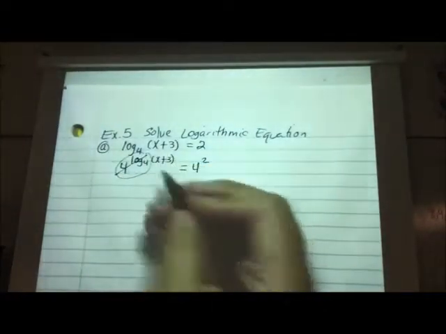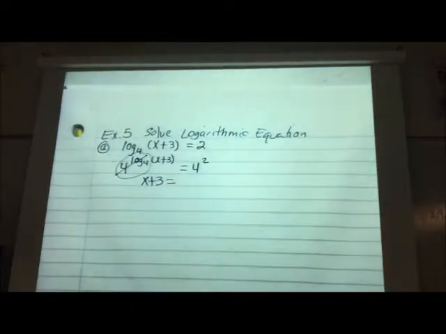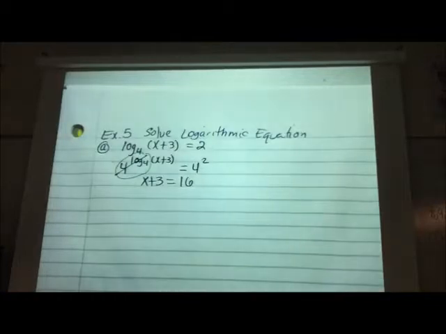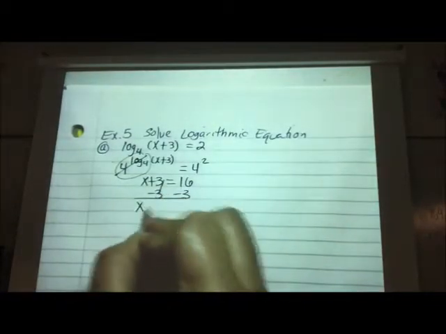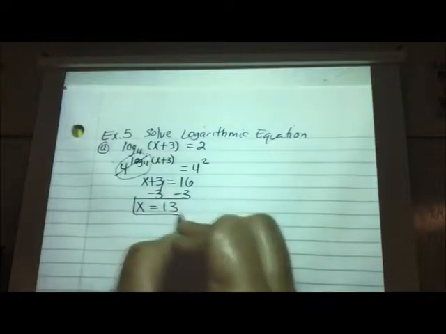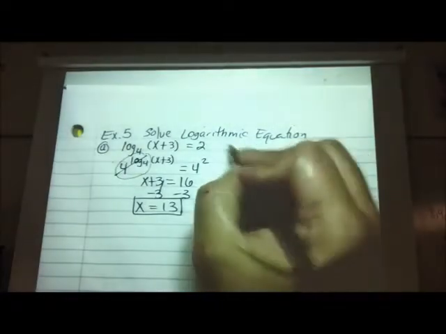What do you have left over here? X plus 3. And we still have 4 to the second. What is 4 to the second? 16. And then how do you solve for x? Subtract 3, subtract 3. X equals 13. Well, it's easy if you know your rules.